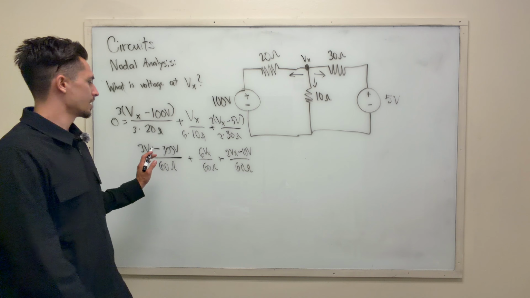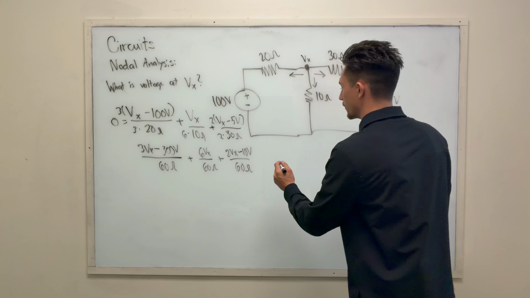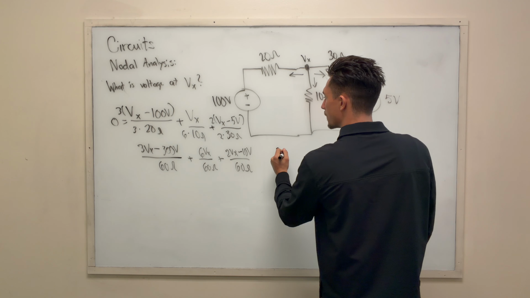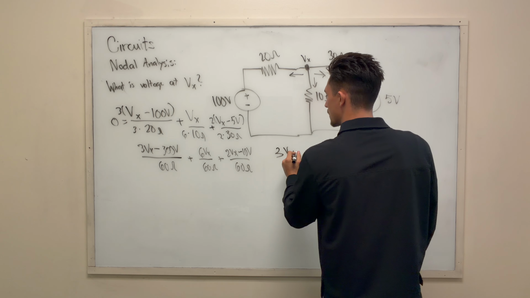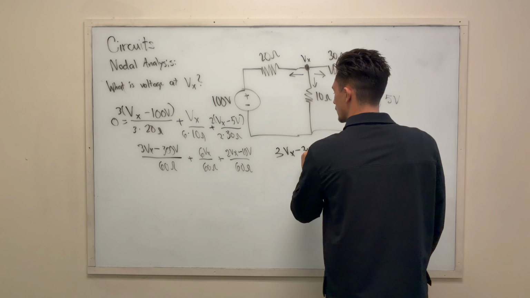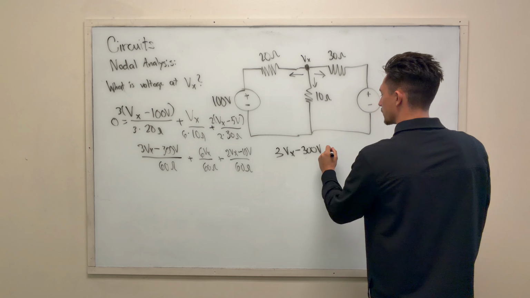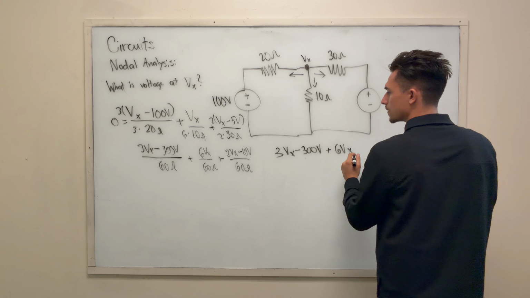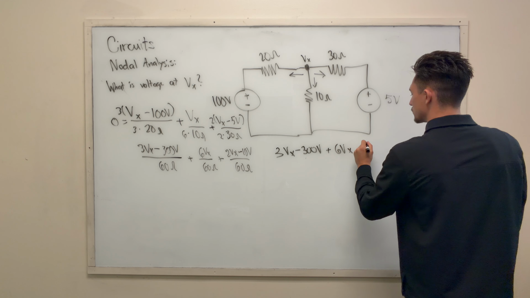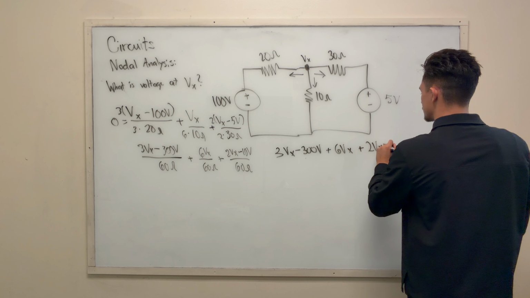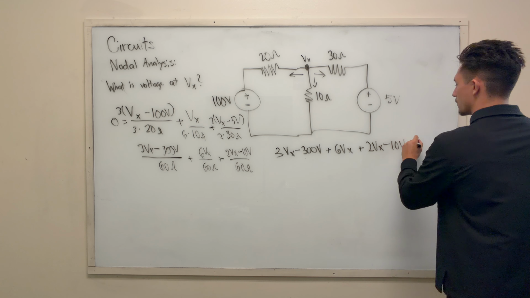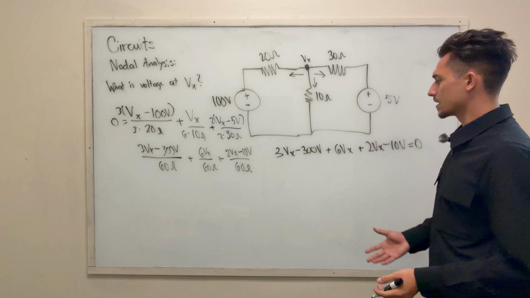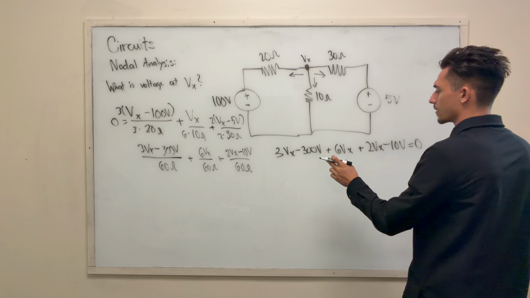Awesome. So we have all our denominators set and all equal, so we can just ignore the denominators and solve for what we have in the numerator, right? So we have 3Vx minus 300 volts plus 6Vx plus 2Vx minus 10 volts equals 0. And now we're almost there. All we have to do is add the ones without the variables.